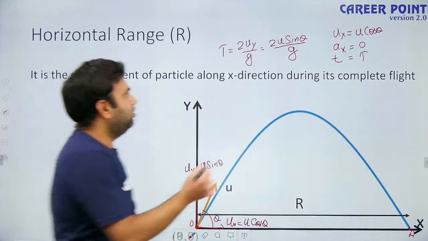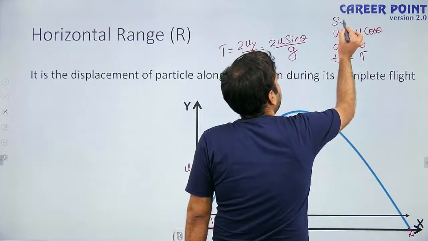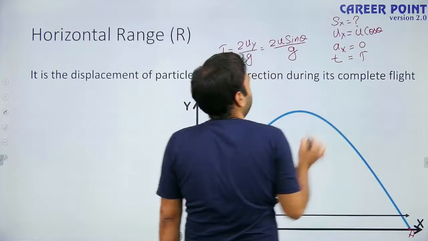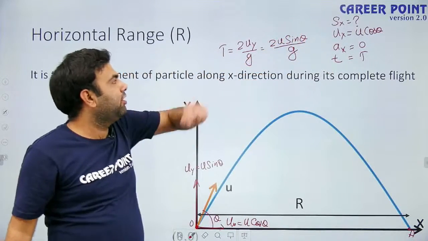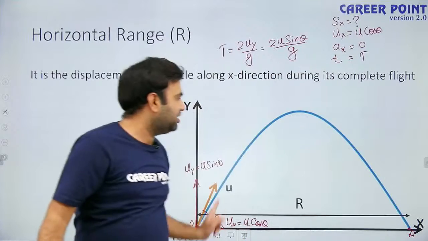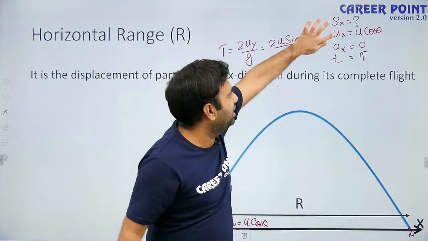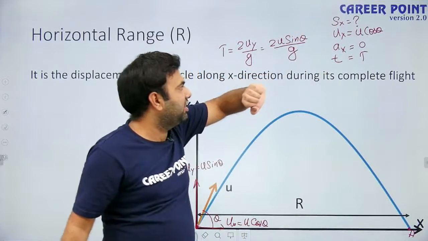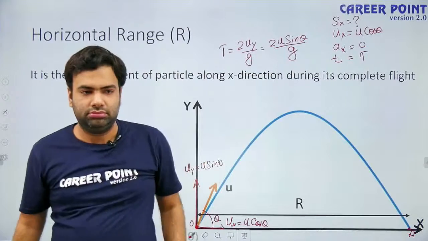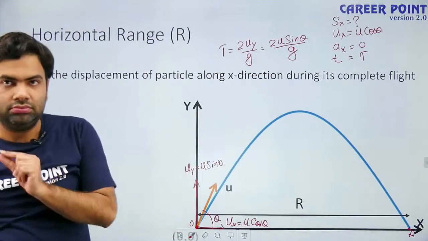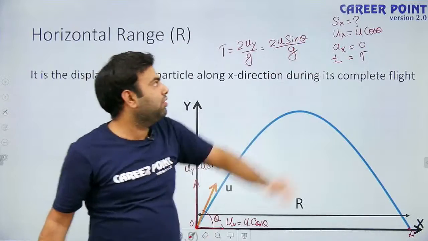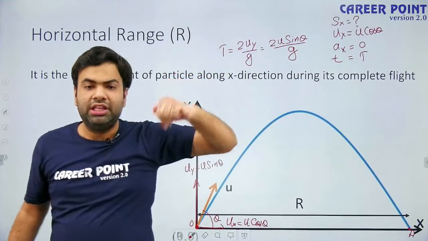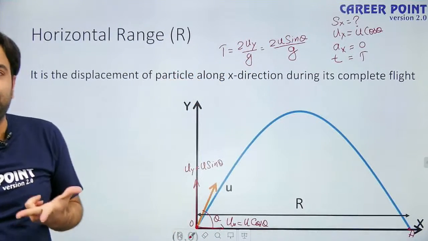And what do we want? We want displacement in x direction. So tell me, which equation of motion is useful to calculate displacement in x direction if we have initial velocity in x direction, acceleration in x direction, and time taken? We have time, acceleration, and initial velocity, and we want displacement. Then which equation of motion is useful?